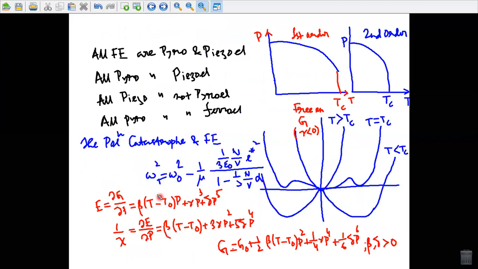So one effect of the local field is to reduce the frequency of the transverse normal mode of the lattice, like this: omega t squared equals omega naught squared minus (1 upon mu)(1 upon 3 epsilon naught)(n by v) e star squared over 1 minus (1/3)(n by v) alpha. For sufficiently large effective charge e star, high electronic polarizability alpha, or relatively weak coupling to nearest neighbors, the transverse frequency can even become zero.